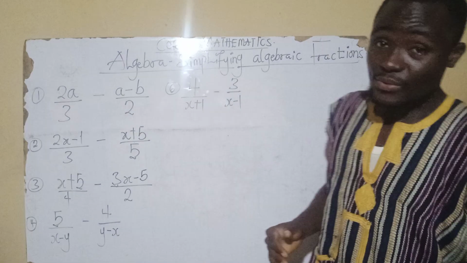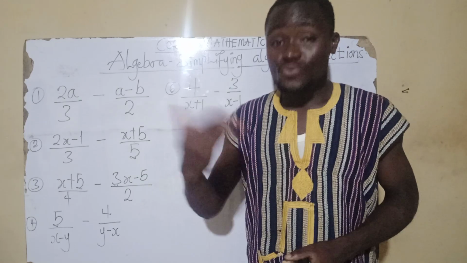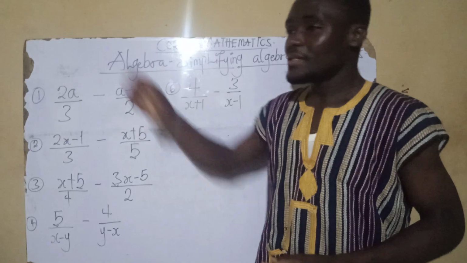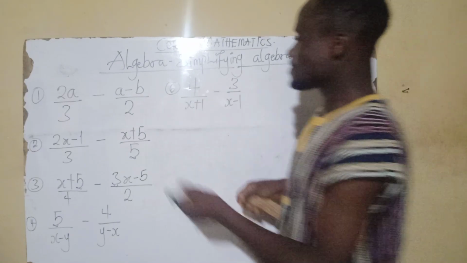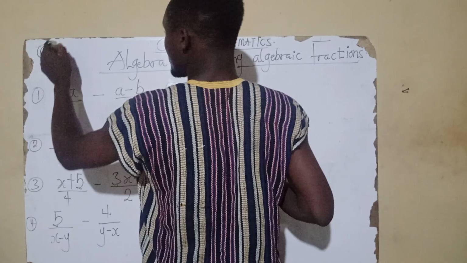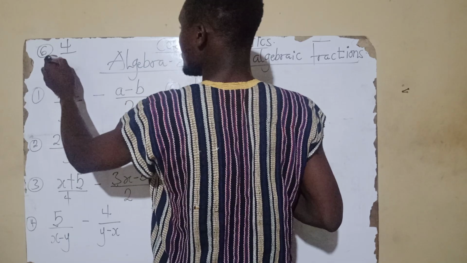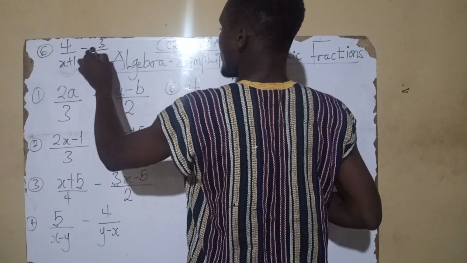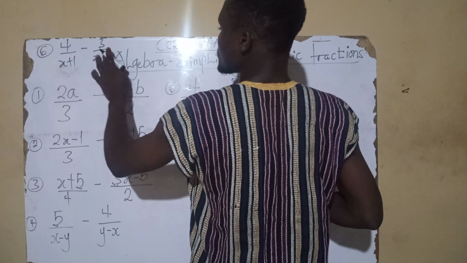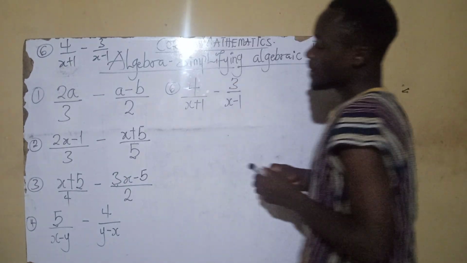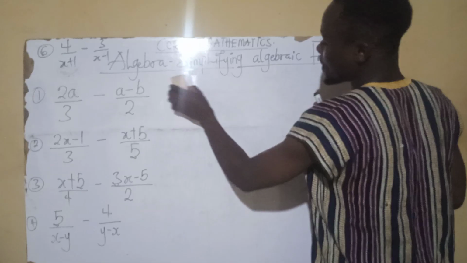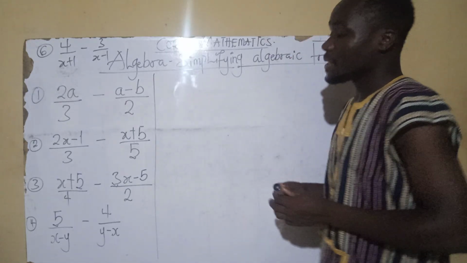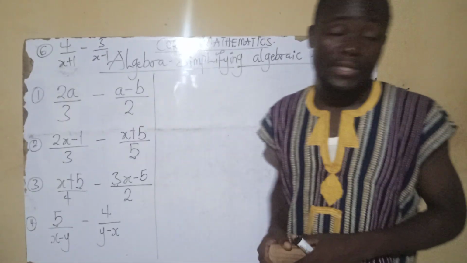Don't worry, I'll take you through each of them one after the other so that you will know how to go about it. Before I start, let me write my question number 6 over here, and then we continue. So that's my question number 6. I've written it over there so that I can use the whole of this place, right? Good. So can we start? I believe we can start.